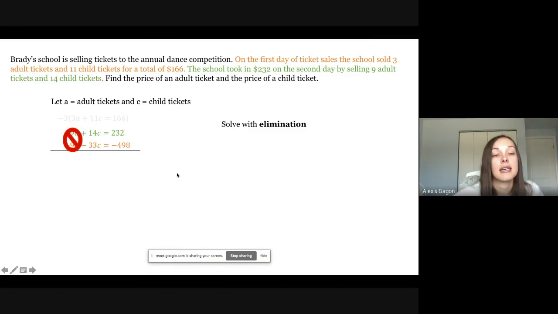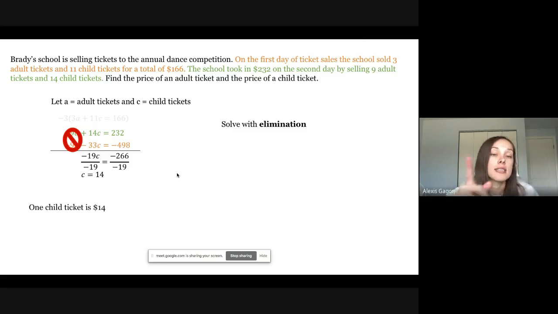And then the 9A's cancel. 14C minus 33C is -19C. 232 minus 498 is -266. Divide by that -19, so C equals 14.